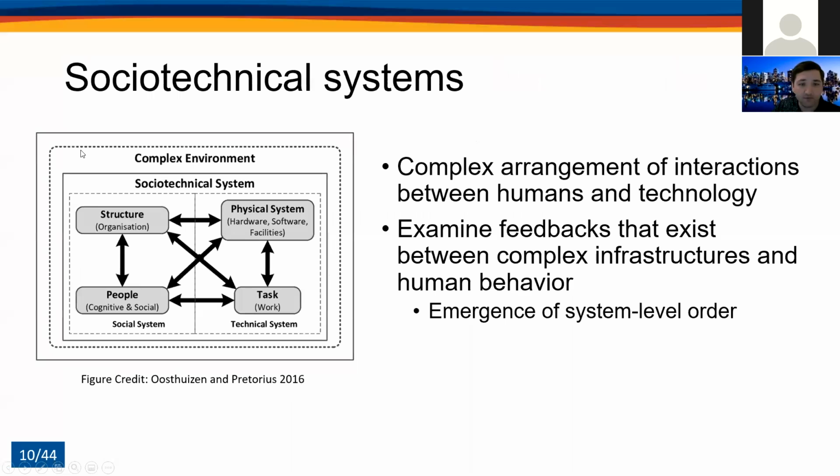So now moving forward with sociotechnical. These are systems that consider the complex arrangement of interactions between humans and technology. The approach is designed to examine feedbacks that exist between complex infrastructures and human behavior. We're really looking for the emergence of system-level order from dynamics between social and infrastructure networks. Now, in sociotechnical systems, this approach is we're modeling social and infrastructure systems explicitly and mapping their connections. Very similar to this graph that we see here to the left.